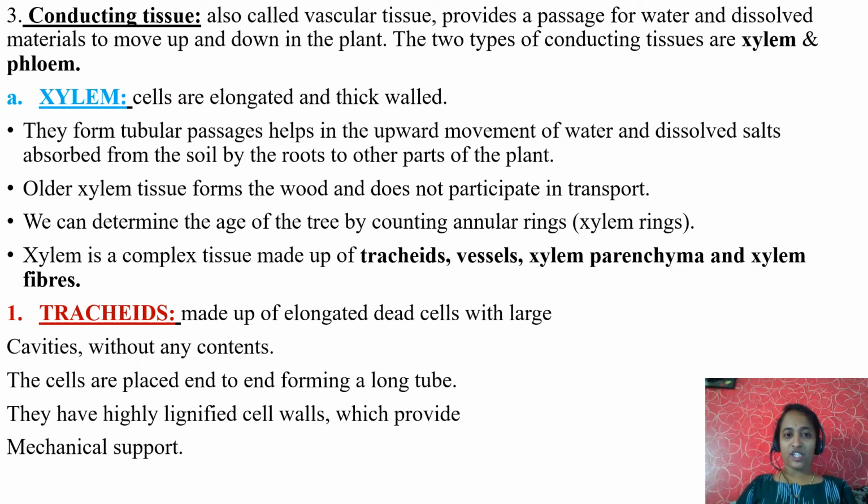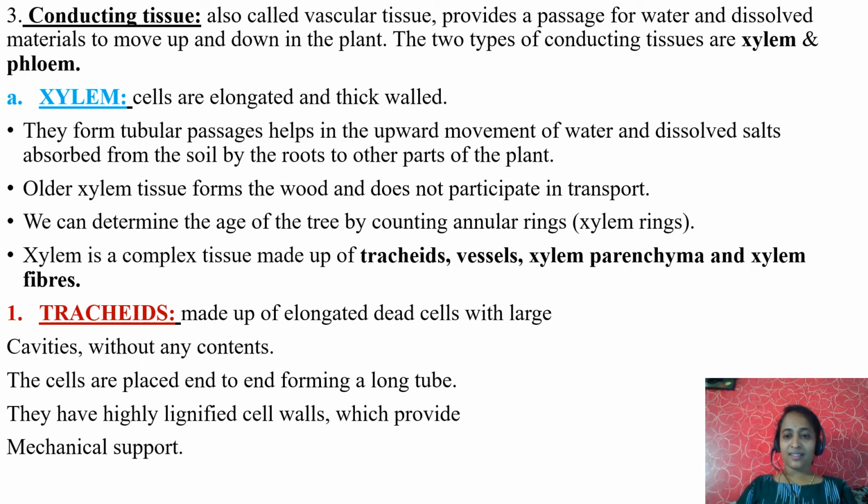Xylem is a complex tissue made up of tracheids, vessels, xylem parenchyma and xylem fibers. These are the cells of what? Xylem. Xylem is made by more than one type of cell, that is 4 types of cells. One is tracheids, vessels, xylem parenchyma and xylem fibers.